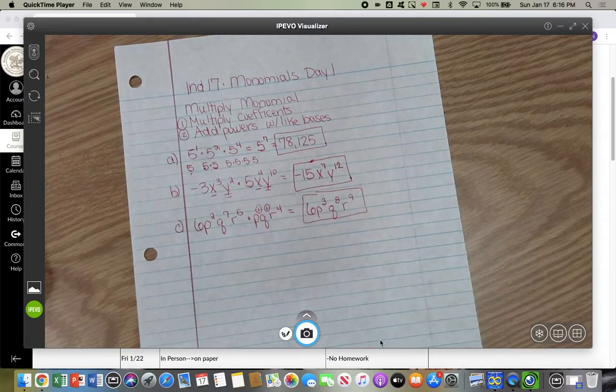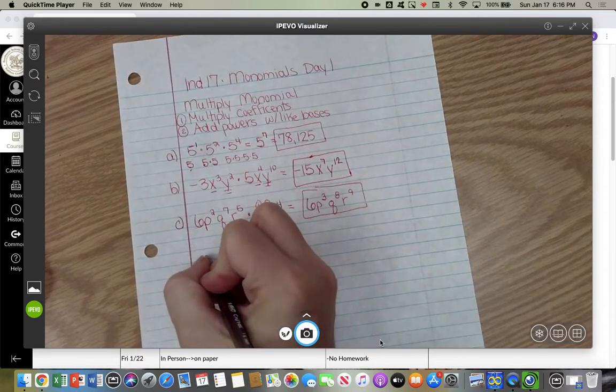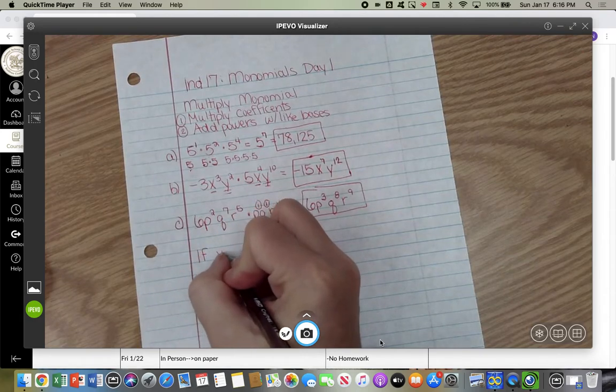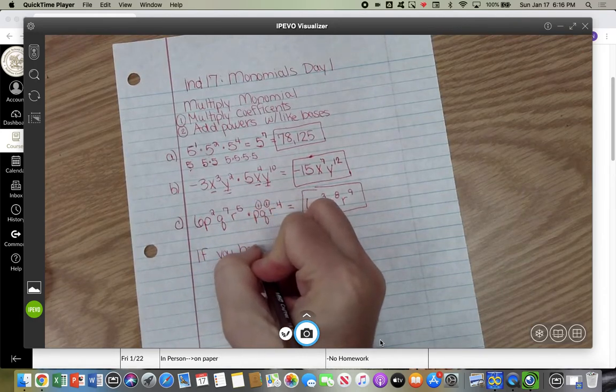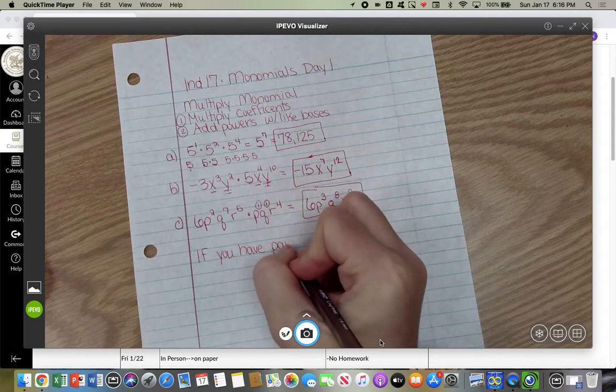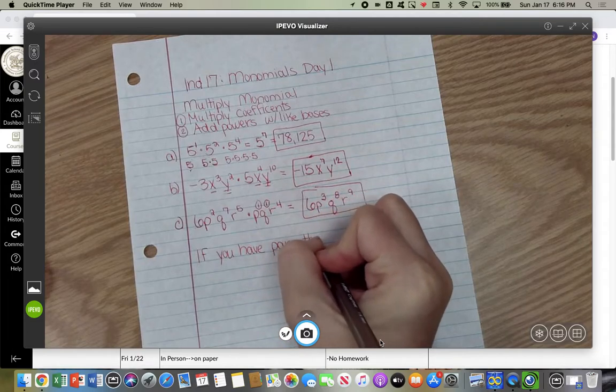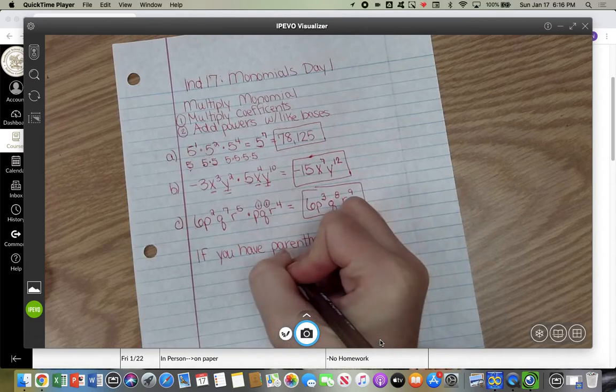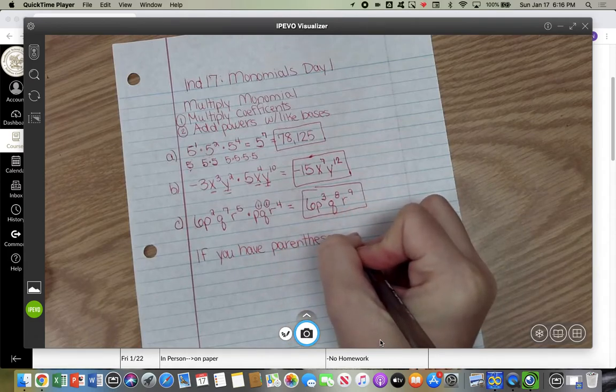All right, so that's part 1. On your homework assignment today, you will see some like this. Now, there's going to be some problems today if you have parentheses. Parentheses. Okay, make sure I spell it right.